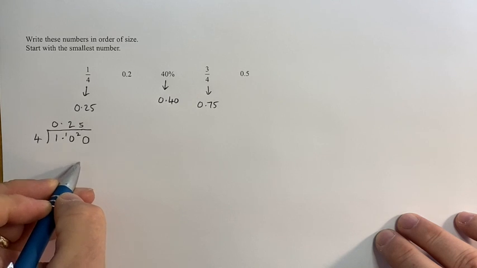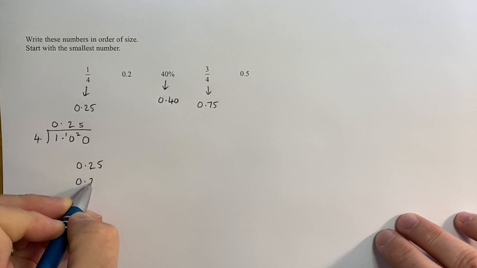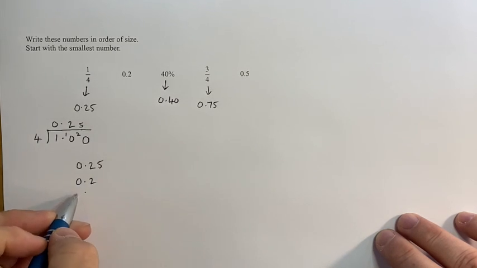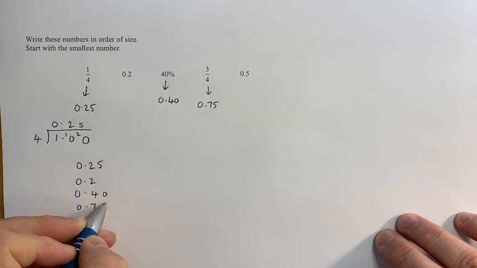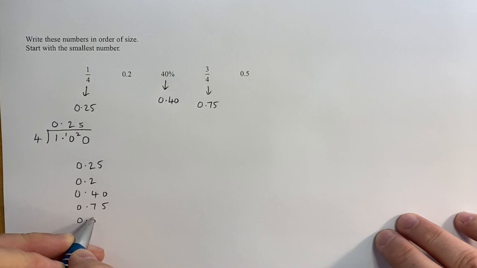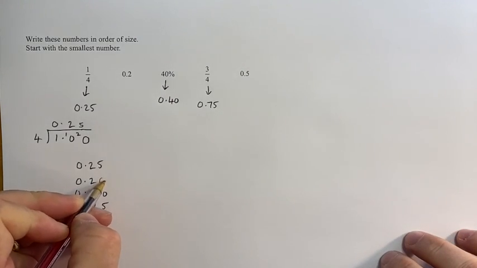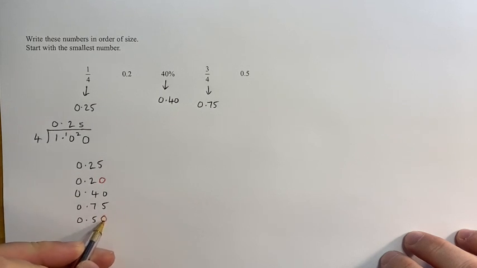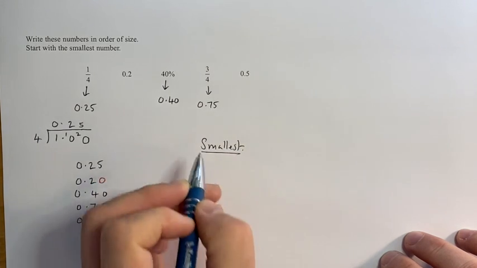Now, to place them in order, it is ideal to put the decimals one below the other. We can see that two of them, the 0.2 and the 0.5, do not have a second decimal place. So we just put a 0 in place there, and then it makes it easier to identify which is the smallest and then work our way up.